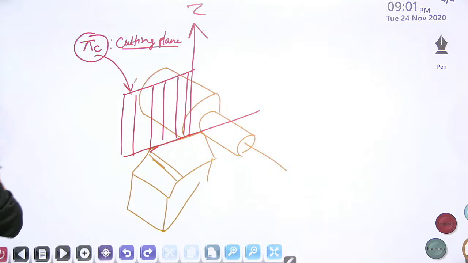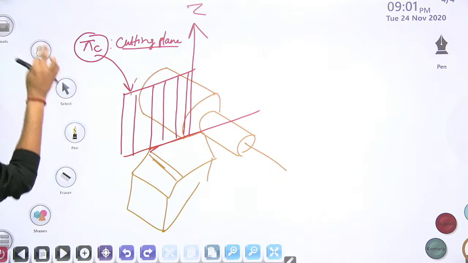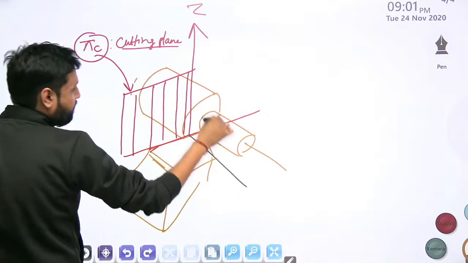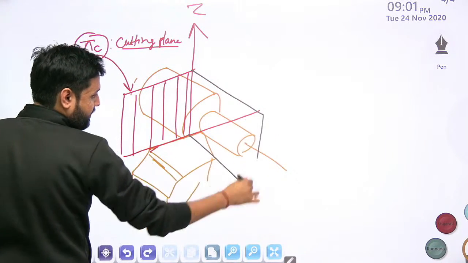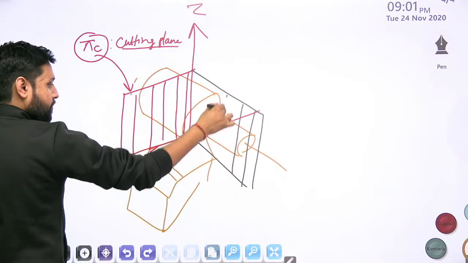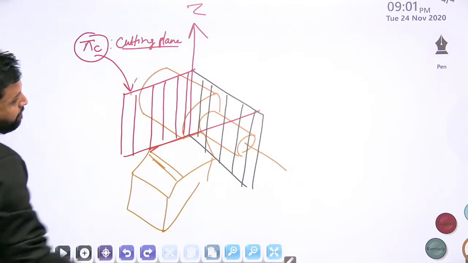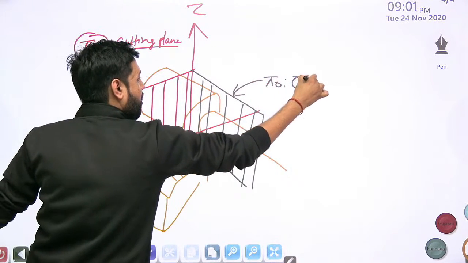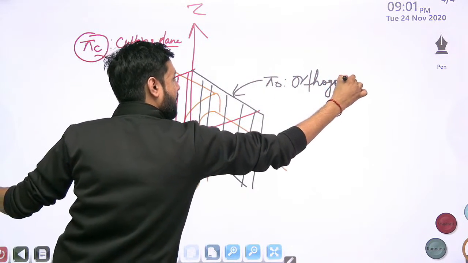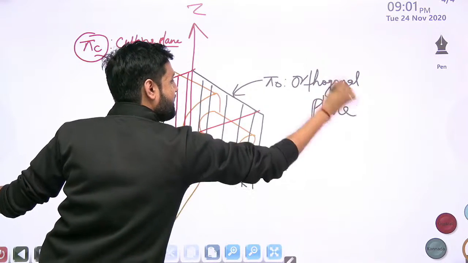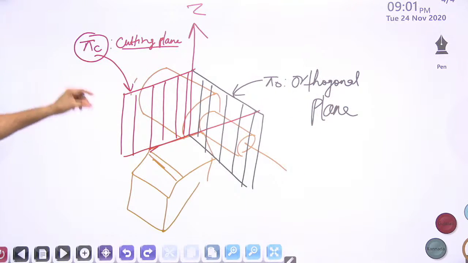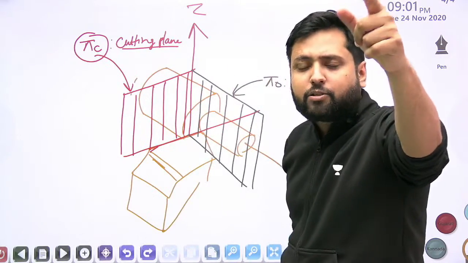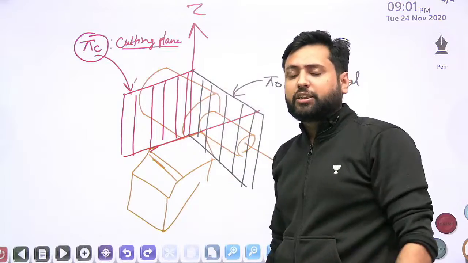Now there is another plane, just perpendicular to the cutting edge. This plane is perpendicular to the cutting edge. Since this plane is perpendicular to the cutting edge, it is called the orthogonal plane. What plane is this? Orthogonal plane. Did you understand what the cutting plane is and what the orthogonal plane is? These two planes are different as compared to the planes of the ASA tool signature, which is based on the machine reference system.